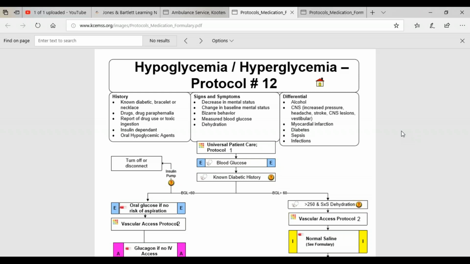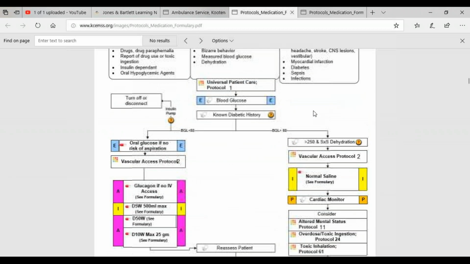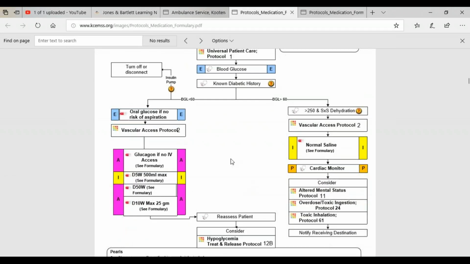All right, so let's look at the protocol real quick. I got that brought up. Protocol 12 is hypo and hyperglycemia. It covers both options. If you have a patient whose blood sugar is less than 60, you go down this route. For an advanced, you have the option of glucagon. If you don't have IV access, you have D5W, and D50 is now available to you.